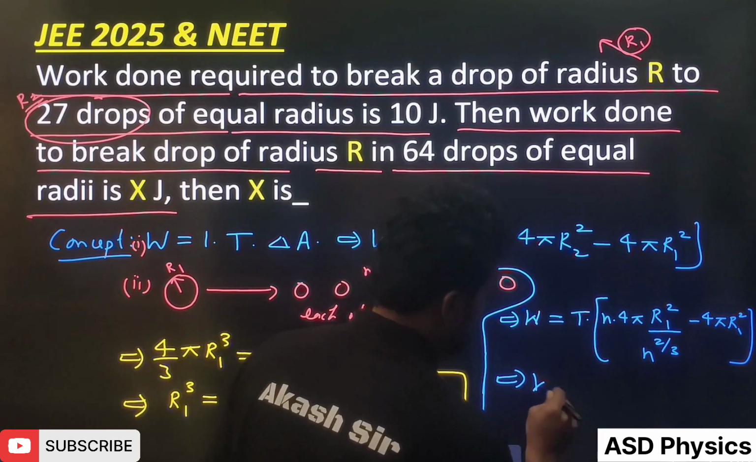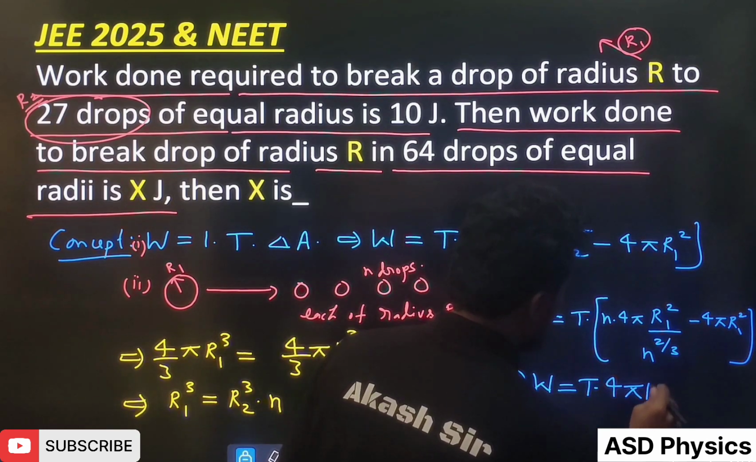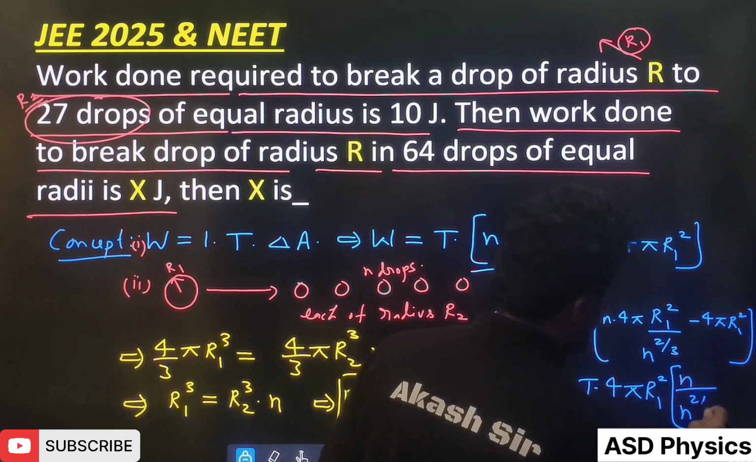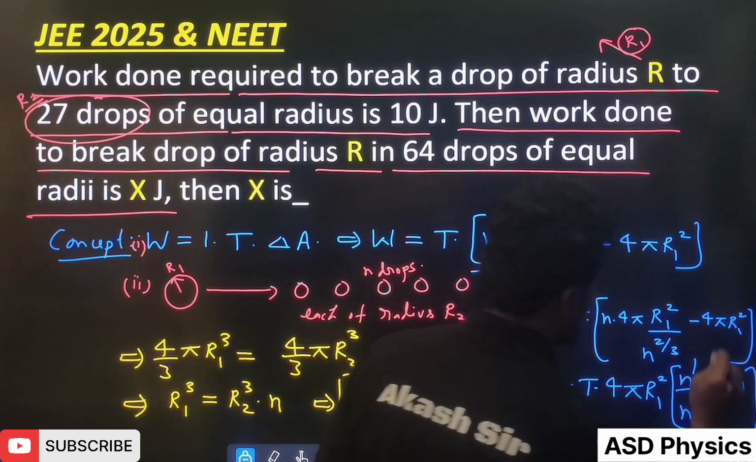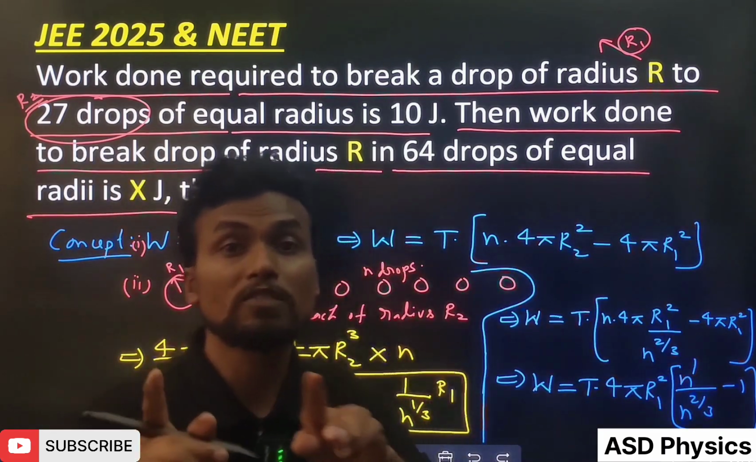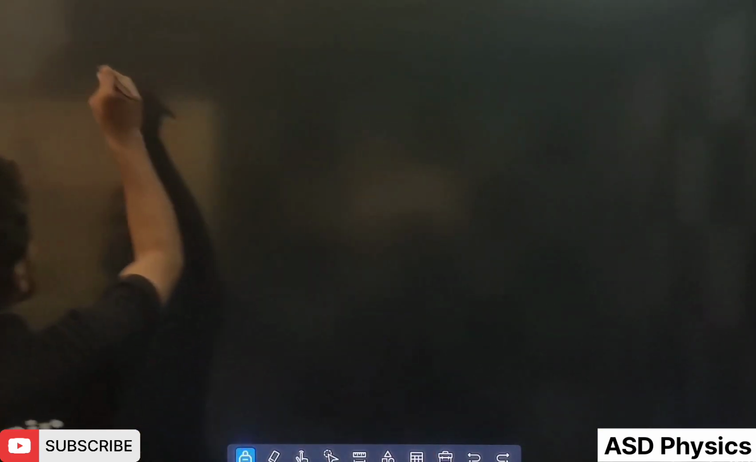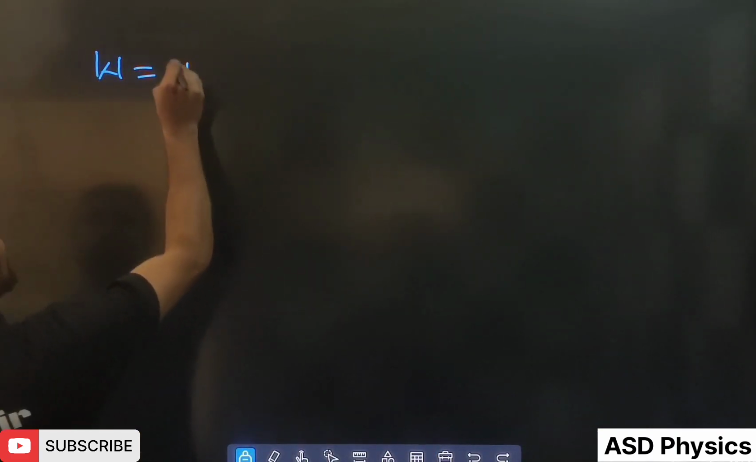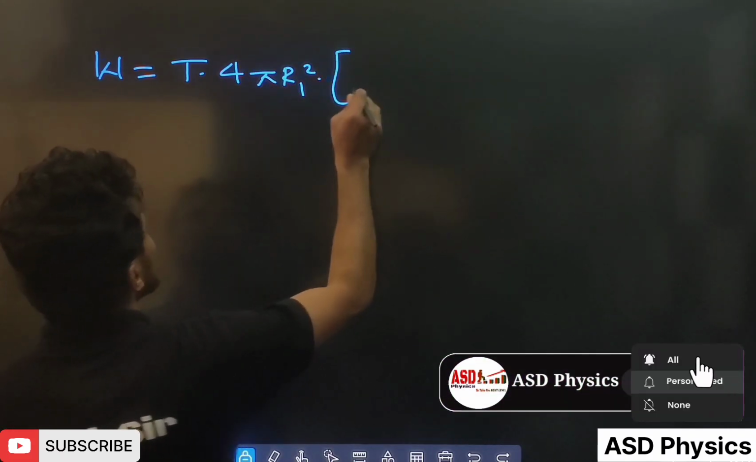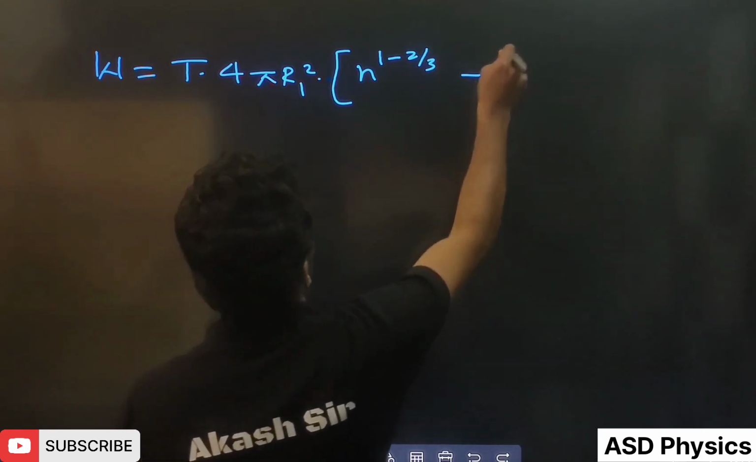So students, W equal to how much here? We can write here, see, take common T into 4 pi R1 square, and what will this become here? N by N to the power 2 by 3, minus 1. Here N to the power 1, and this 2 by 3 will go up, that means from the exponent what will become? 1 minus 2 by 3, N to the power. So W equal to T into 4 pi R1 square, and here N to the power 1 minus 2 by 3, and here minus 1.